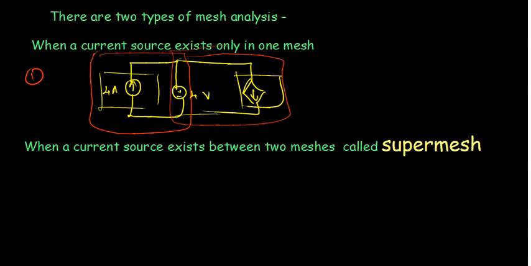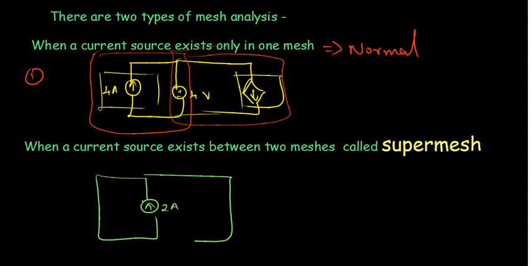This is called a normal mesh. So this is not called a super mesh. What is a super mesh? It is when a current source exists between two meshes. Let me draw that. This is a 2 amp current source, and it is placed between two meshes. This is called a super mesh.